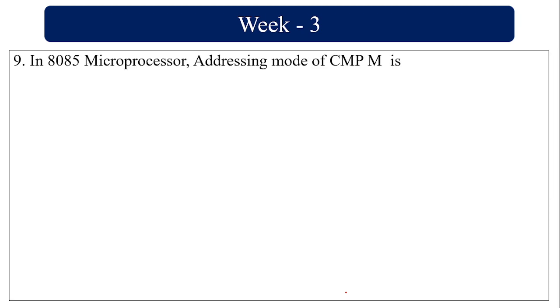So in 8085 microprocessor, the addressing mode of CMP M is indirect addressing mode. If any one of the registers in your instruction is M, then by default the addressing mode is indirect addressing mode.